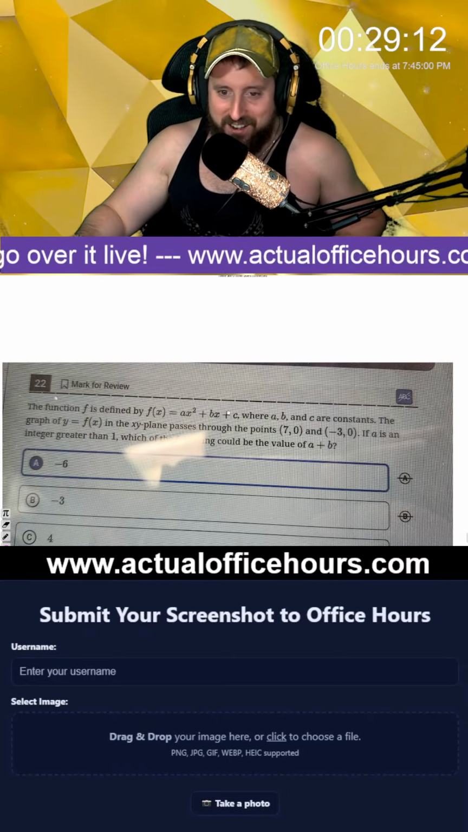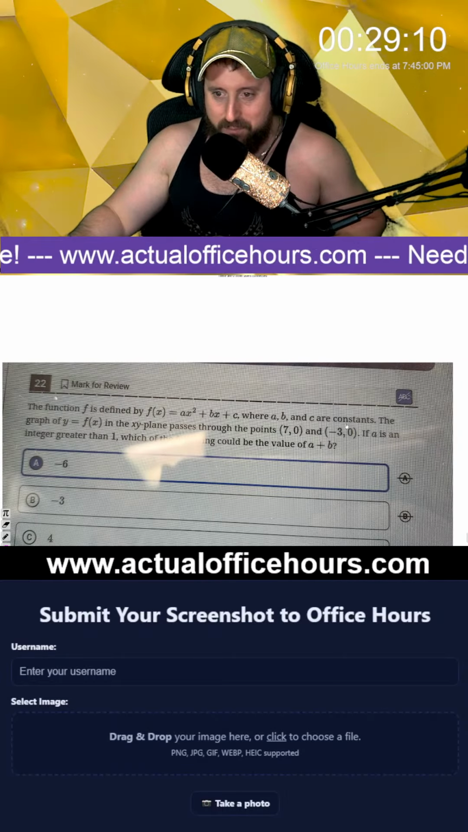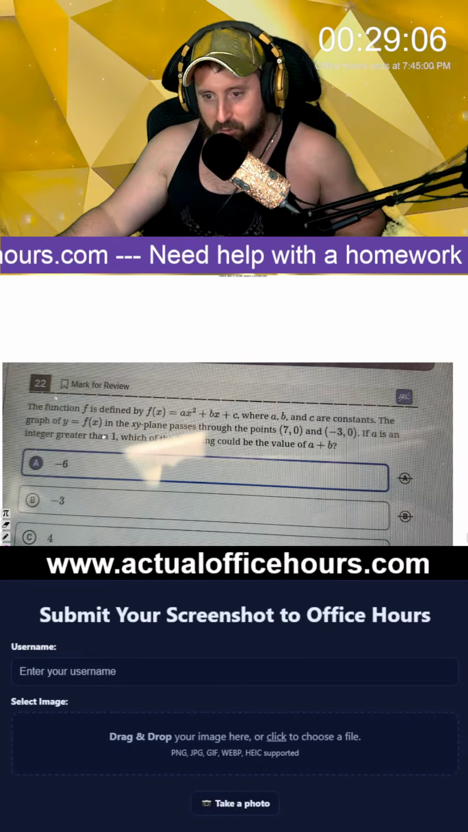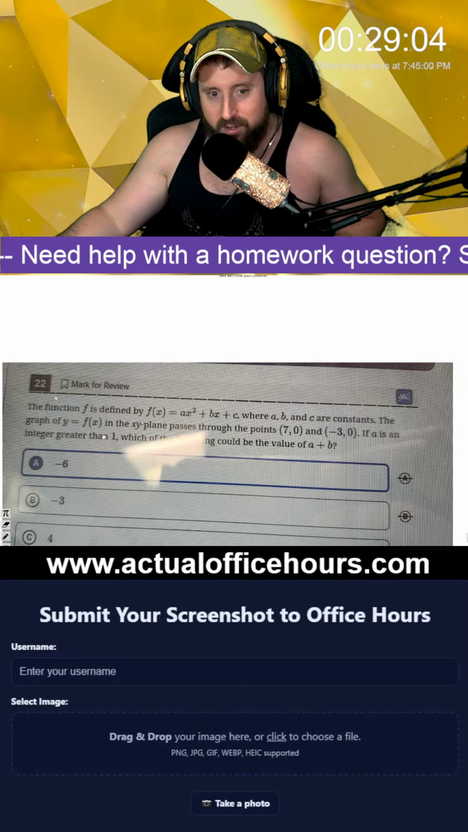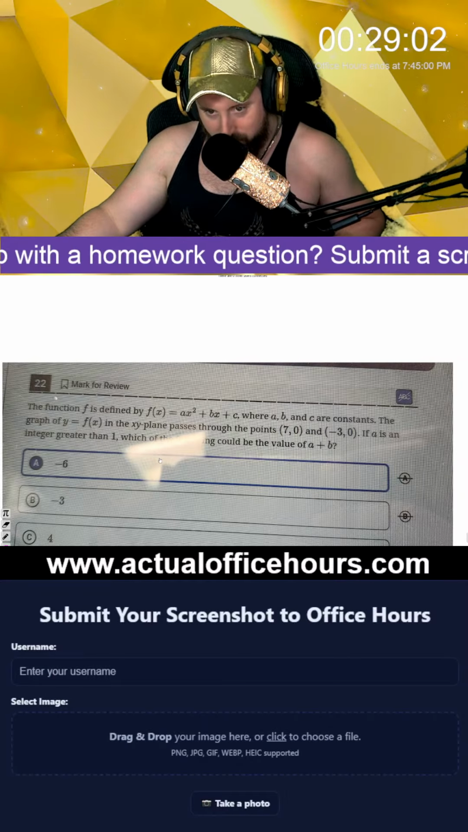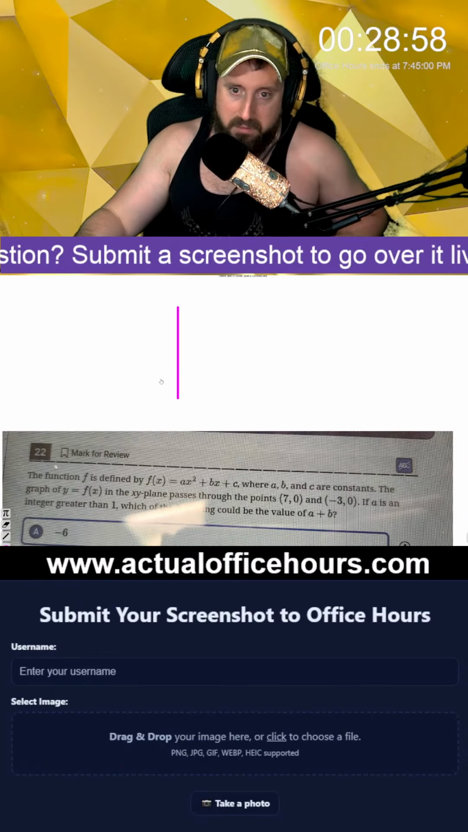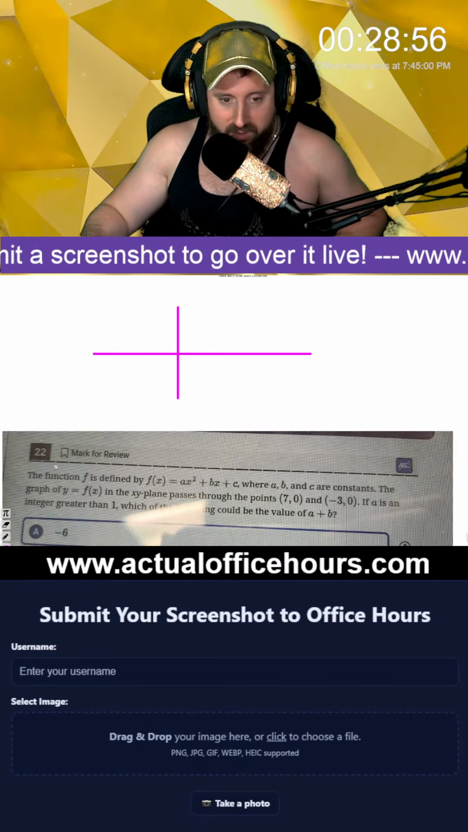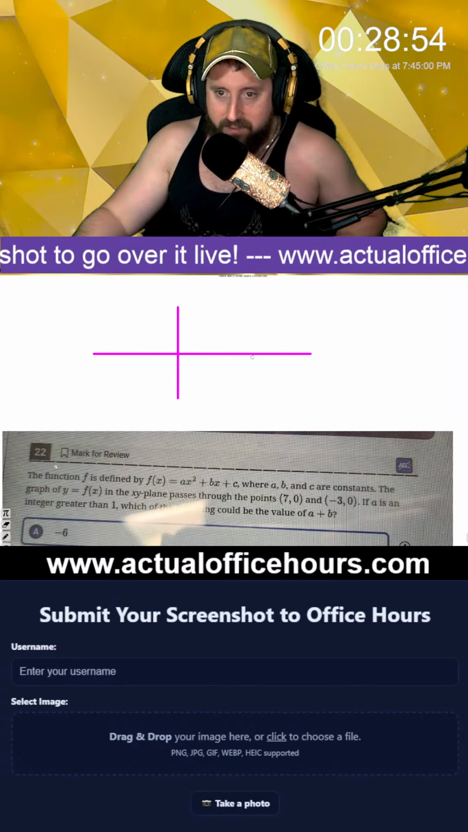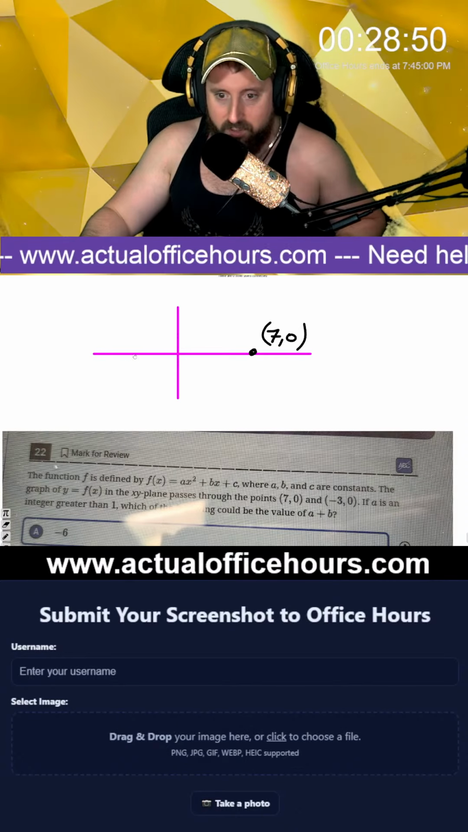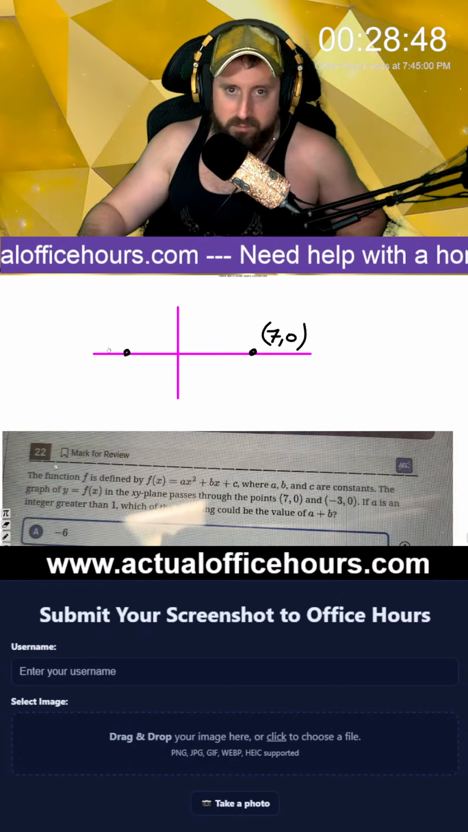Okay, f of x is defined as ax squared plus bx plus c, where a, b, and c are constants. If f of x is in the xy plane and passes through the points (7, 0) and (negative 3, 0), and a is greater than 1, which of the following could be a value of a plus b? I don't know if this is necessarily easy, but sure, we'll check it out. So (7, 0), right? Actually, I do know how this works. And then (negative 3, 0).